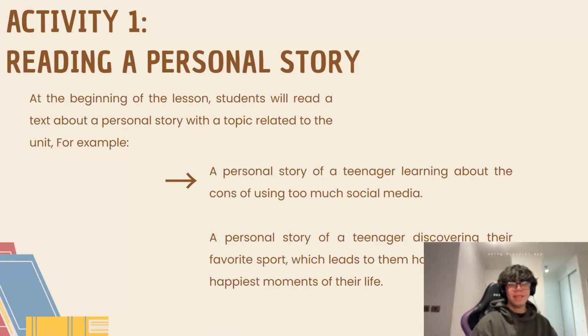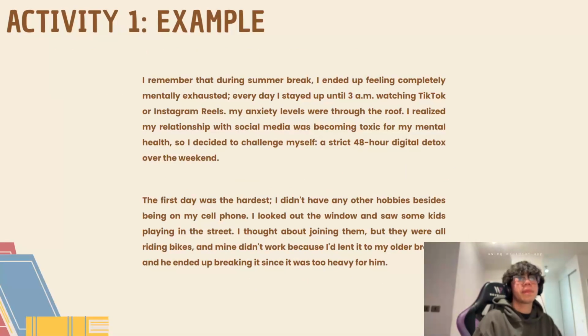So for activity 1, the students are going to read a personal story. At the beginning of this lesson, students will read a text about a personal story with a topic that is related to the unit Health and Modern Life. So maybe a good example could be a personal story of a teenager learning about the cons of using too much social media, or a story about a teenager who finds his or her favorite sport, and that leads them to have one of the happiest moments of their life. That could be another possibility.